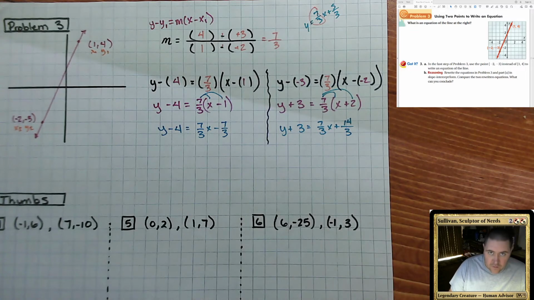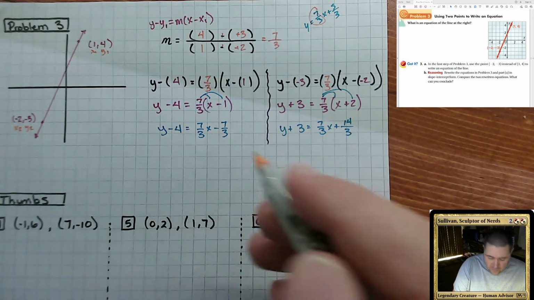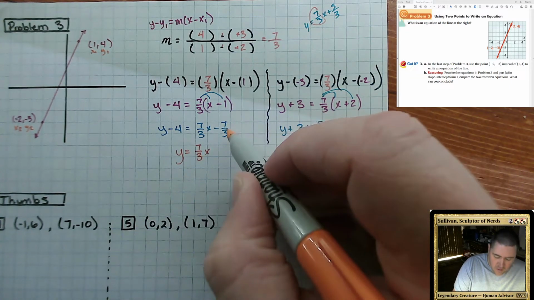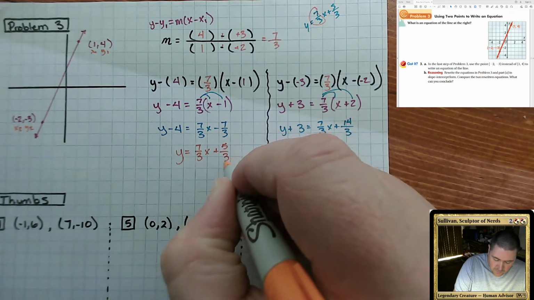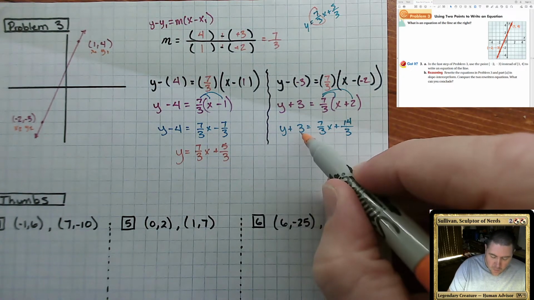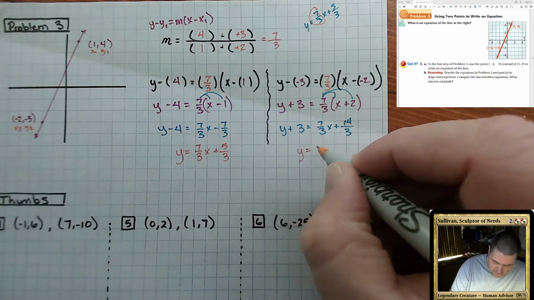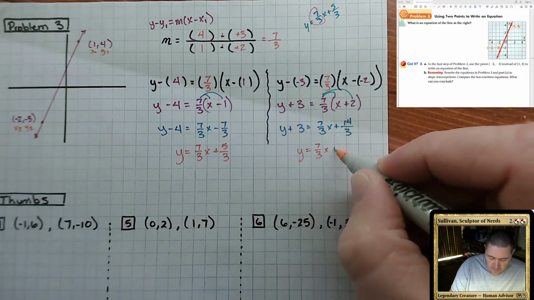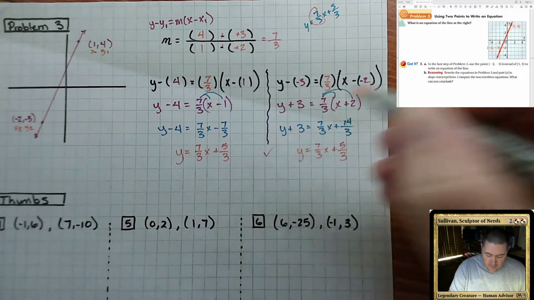You'd say, well, they're still different. The last stage, when I add 4, which is 12/3, I get negative 7/3 plus 12/3 is 5/3. When I subtract 3, which is 9/3, 14/3 minus 9/3 is 5/3. They're the exact same.